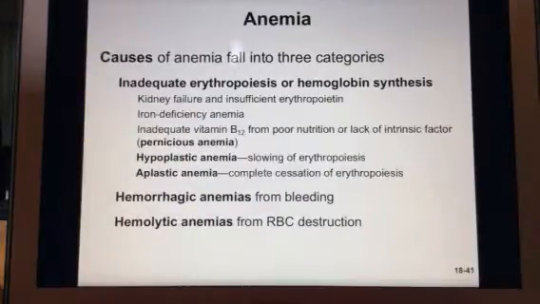Anemia is probably the most common red blood cell disorder. It falls into 3 categories. First, inadequate erythropoiesis or hemoglobin synthesis, so that means not making red blood cells or not making enough hemoglobin. Or you could have a hemorrhagic anemia from too much bleeding, or hemolytic anemia from red blood cell destruction.